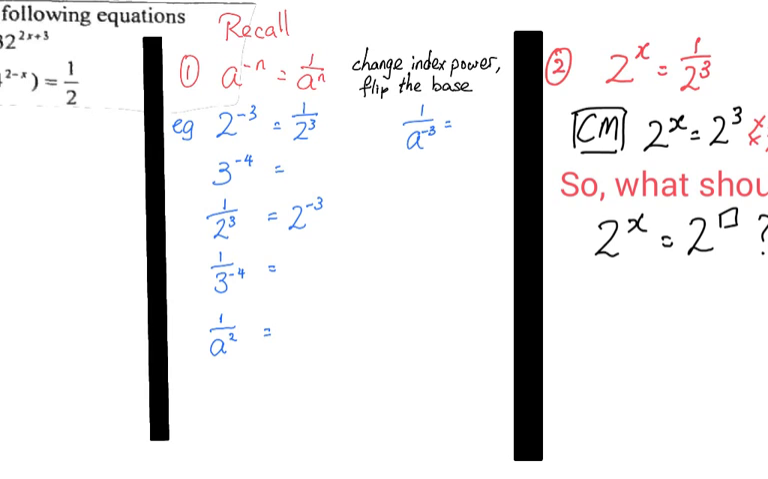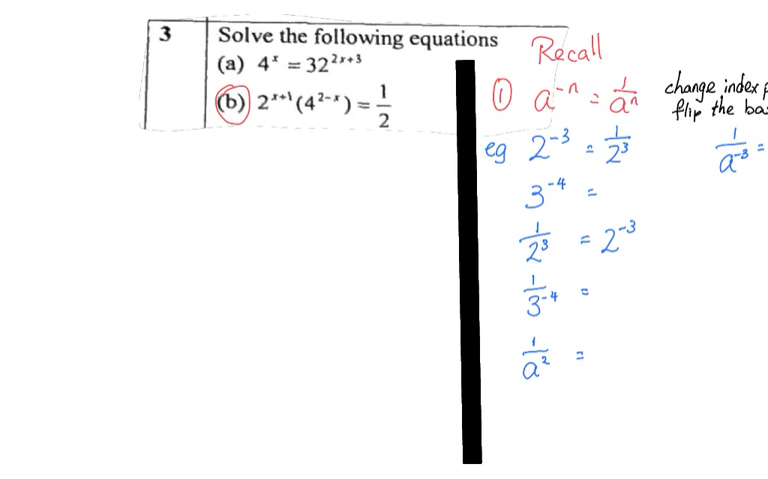Good. Now, we also know that the other way is true, meaning 1 over 2 cubed. Now, if we change the index sign, so positive 3 becomes negative 3, we flip the base. So the denominator now becomes the numerator. So we have 2 to the power of negative 3. So can you try this example, this one, and also this one? Very good. Now that you have tried all the examples, now it's your turn to solve 3b.